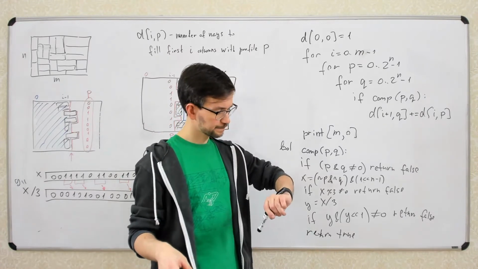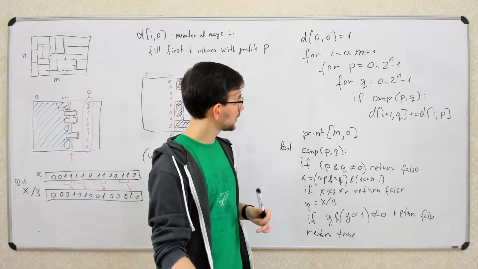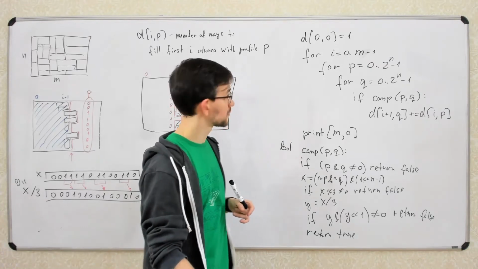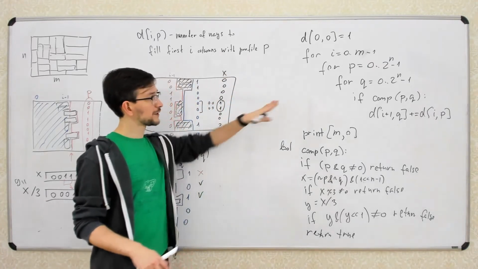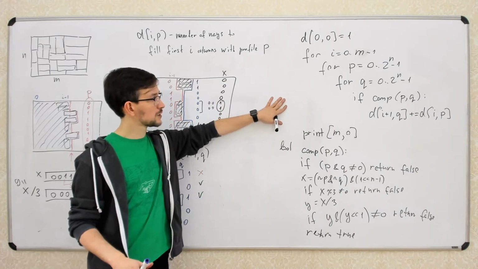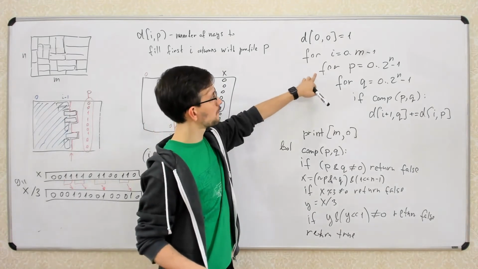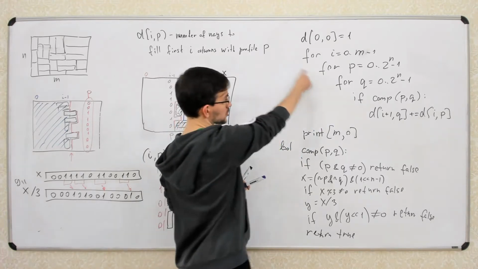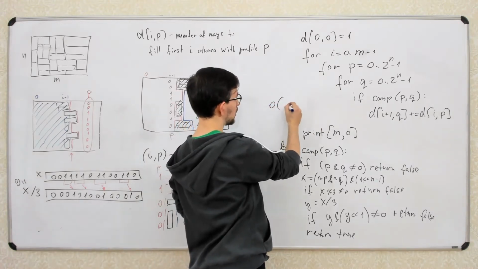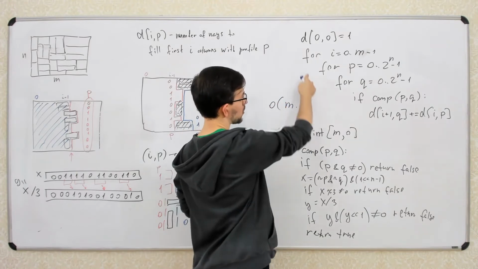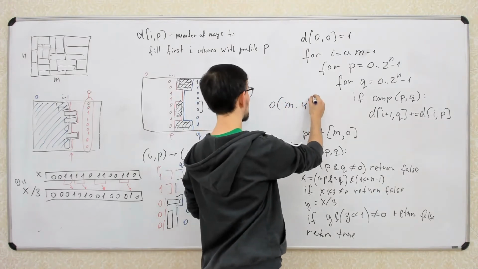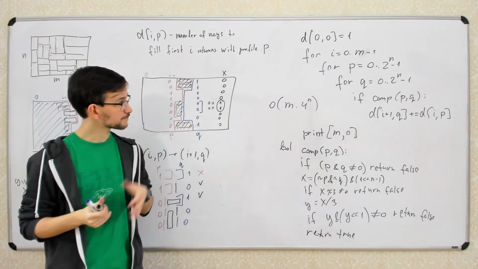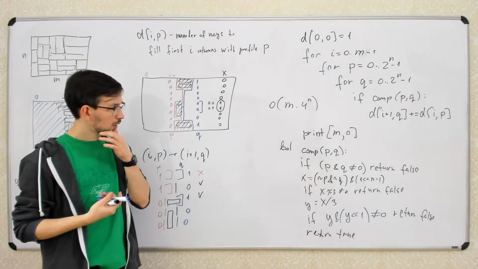Now, let's talk about time complexity. What is the time complexity of this program? If you write it exactly like this, then it's quite simple. You have m iterations here, 2 power of n iterations here, 2 power of n iterations here. So the total number of iterations of these 3 loops will be m multiplied by 2 power of n, 2 power of n, so it's 4 power n. Good.